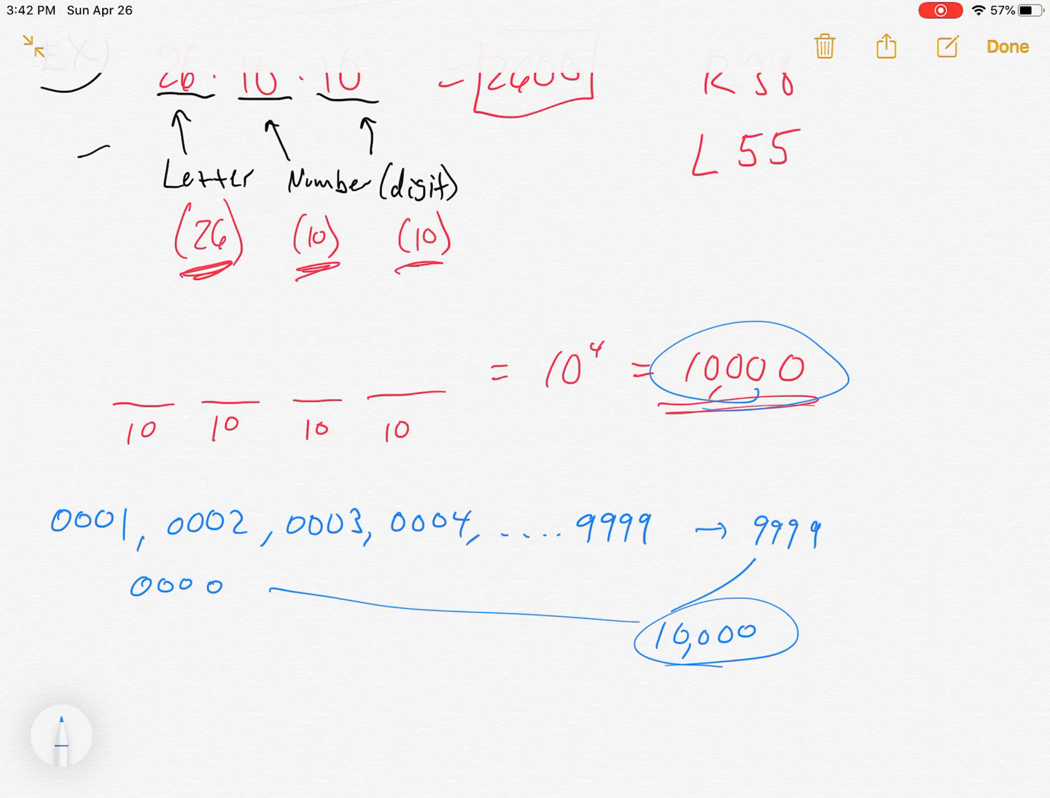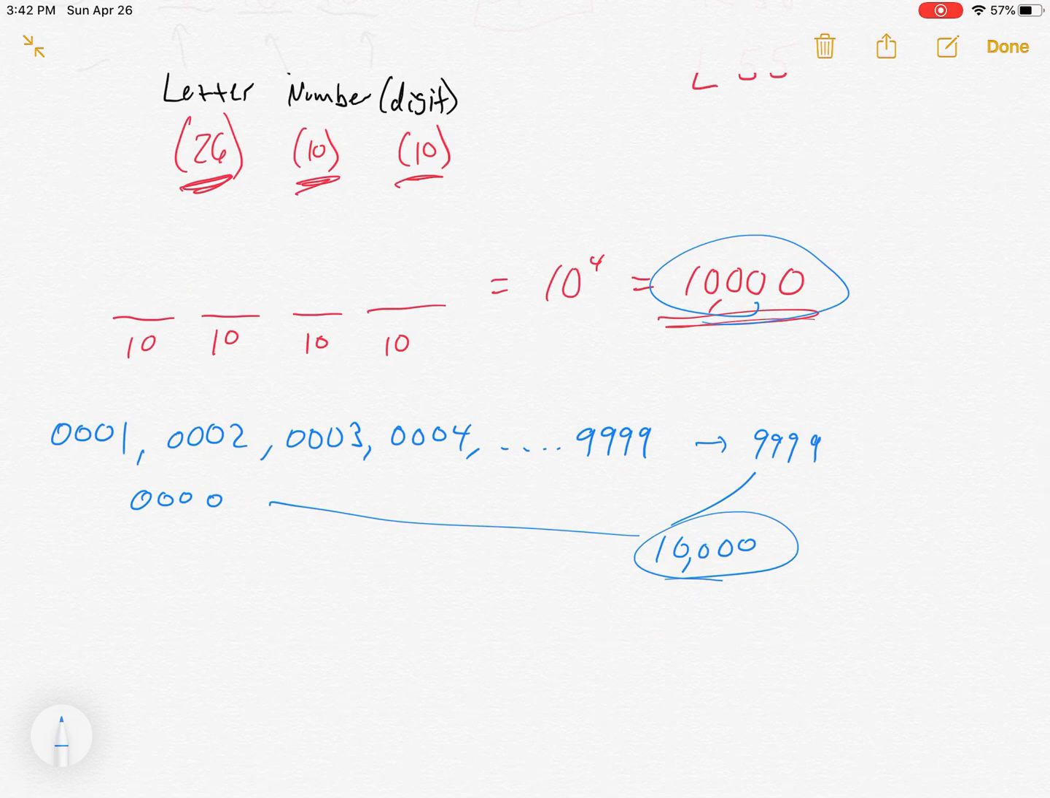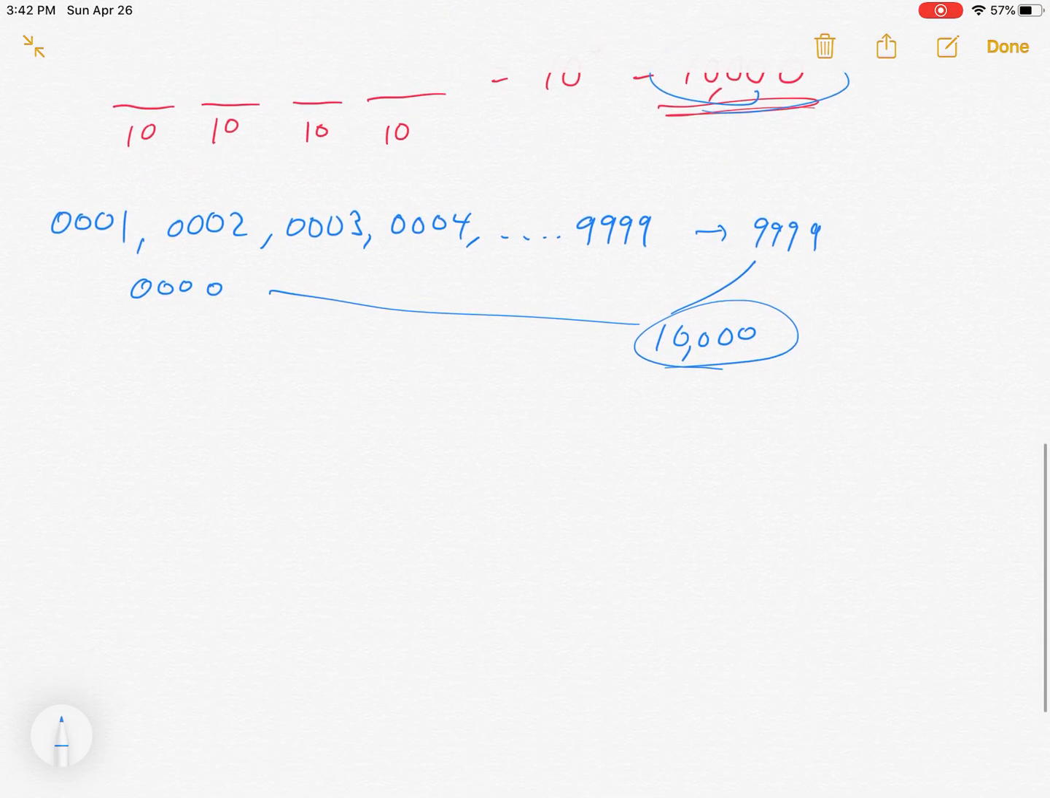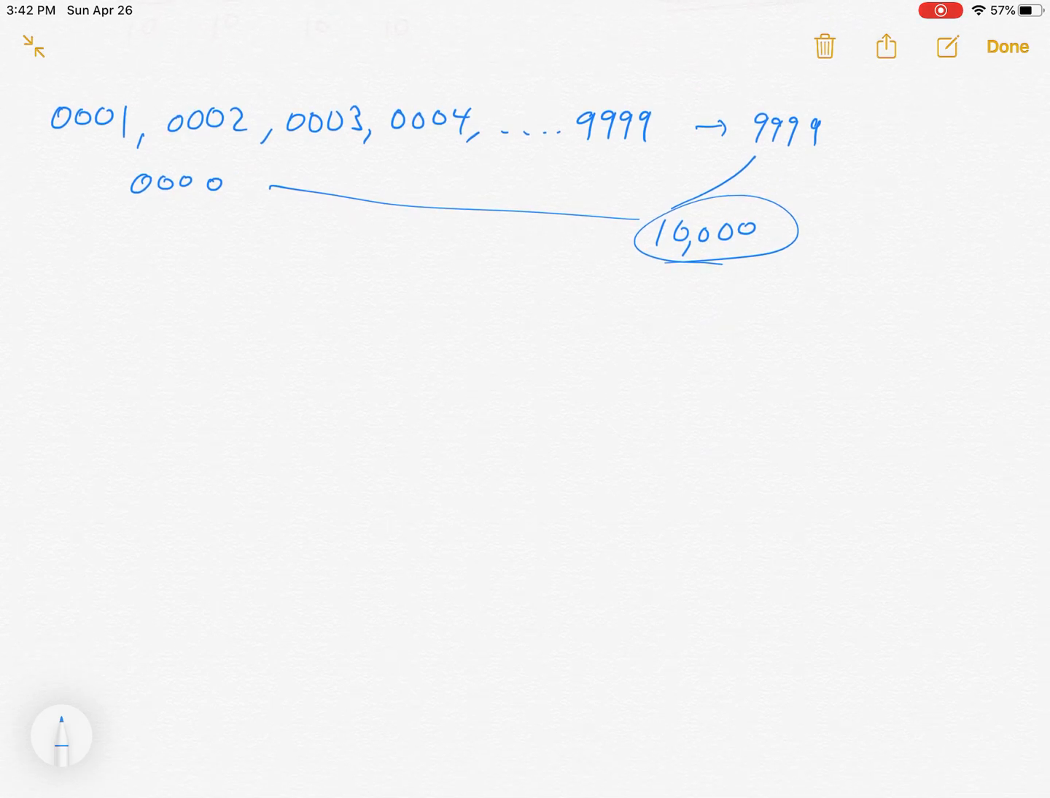How many would there be from 0001 to 9999? Well, of course, there's just 9,999, but I missed 0000, and that makes it 10,000. So you could just count them that way too. But it's not always that easy, like this one up here with 2,600.